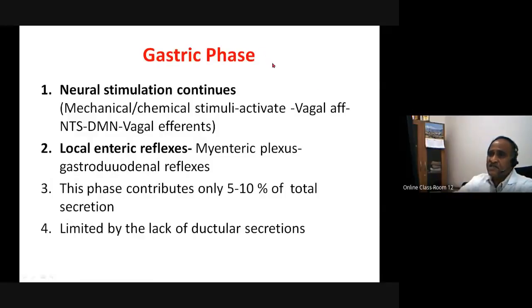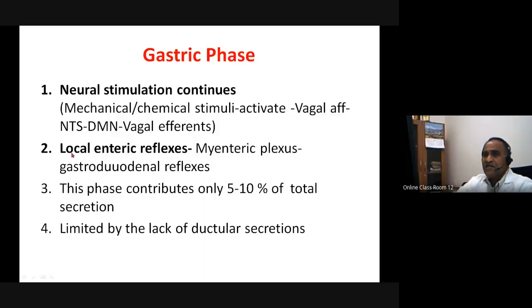Now, the gastric phase has two components. One, the neural stimulation started by the cephalic phase will now be continued because of the mechanical or chemical participation of the stomach. The inputs go through the vagal nerve, reaching the nucleus tractus solitarius, then the dorsal motor nucleus of the vagus, and then the vagal efferents. So this is initiated by the stomach itself. The mechanical distension of the stomach or the chemical components of the stomach will stimulate the vagus, and that would further cause vagal efferent activity.